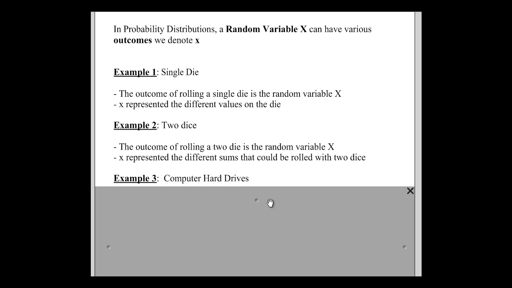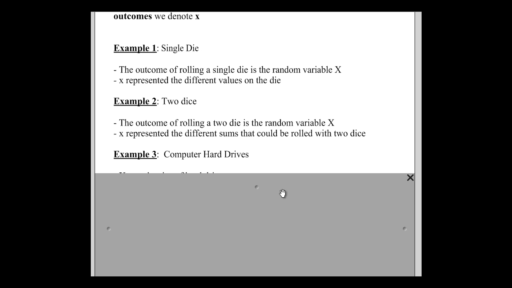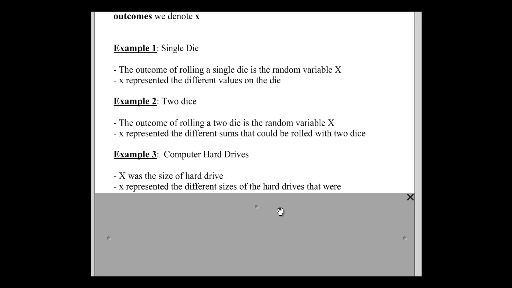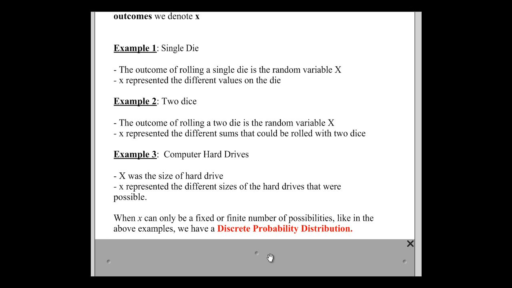In example 3 with the hard drives. Okay, so the random variable here and x were the following. So the random variable was the size of the hard drive. Okay, what size hard drive am I going to get when I'm coming into the internet cafe? Well, the possibilities are little x, the different sizes, the 80 gig, 160 gig, okay, etc. There were 4 of them. All right, so x can only be some fixed number.